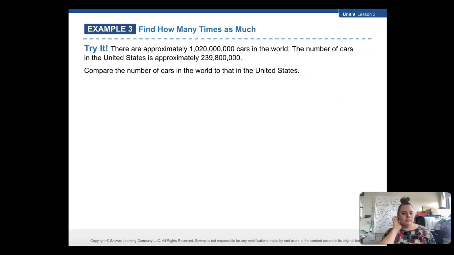In your final example, you try this as well. Approximate the number of cars in the world compared to the number of cars in the US. How many more cars are there in the world than just the US? You should estimate the number of cars in the world to 1 times 10 to the 9th power, and the number of cars in the US as 2 times 10 to the 8th power. So we can say that there is approximately, factor of 10 wise, 10 times as many cars.